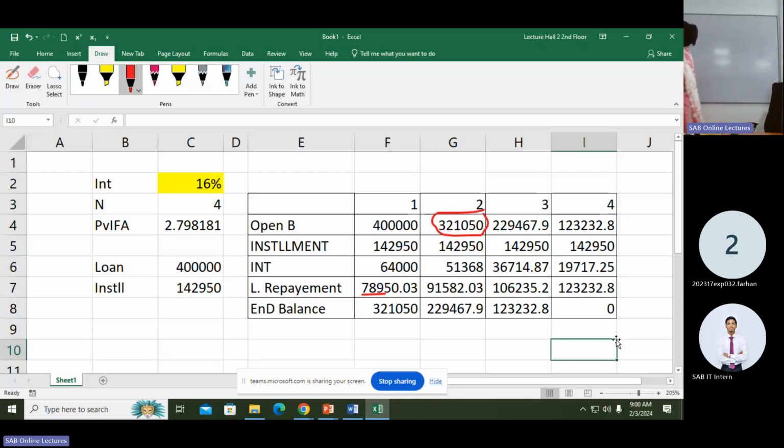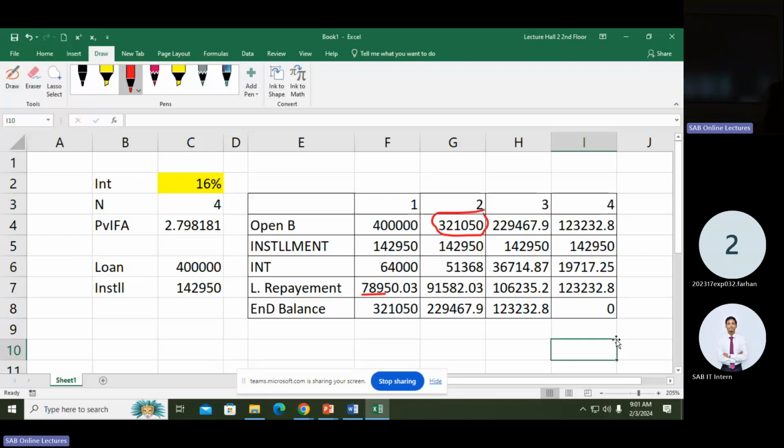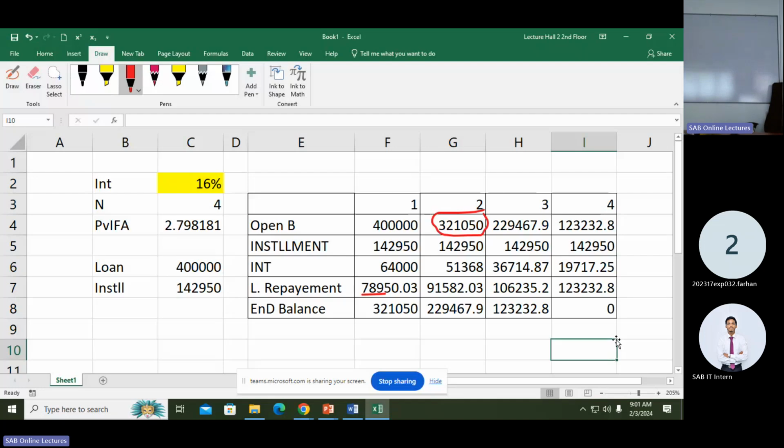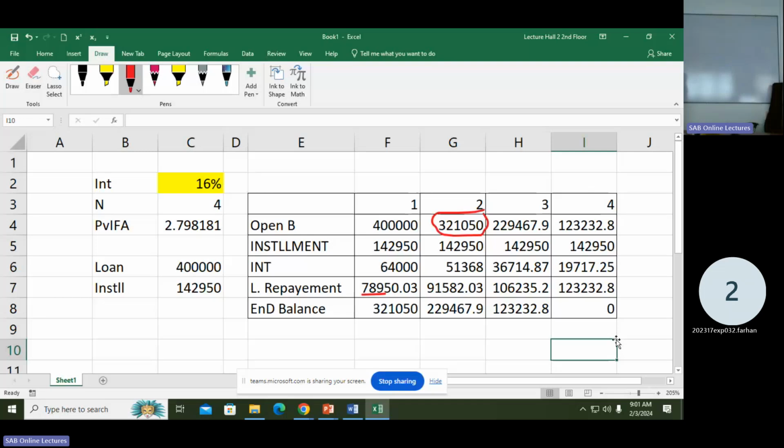Now if you look at this amortization schedule, what can you see over time? What is the behavior of the interest component? Over time, interest for the period decreases. Why? Interest is calculated on the reducing balance. At year 1, interest is calculated on the 400,000. Year 2, 321,050. Then 229. Likewise, interest is calculated based on the reducing balance.